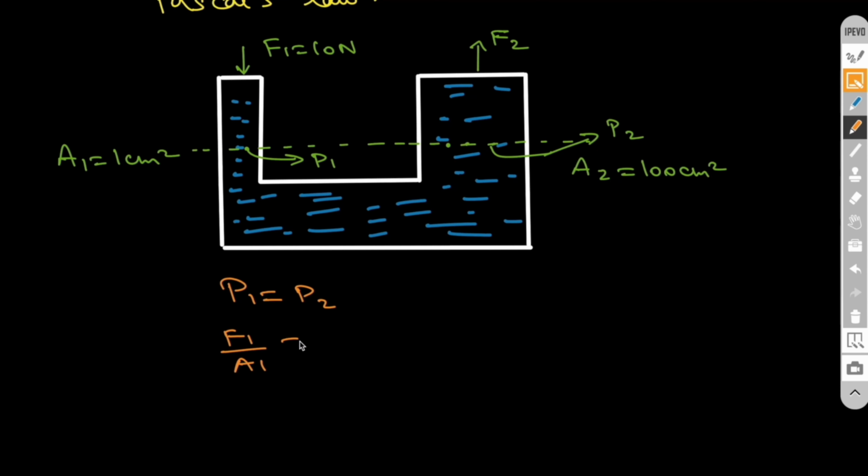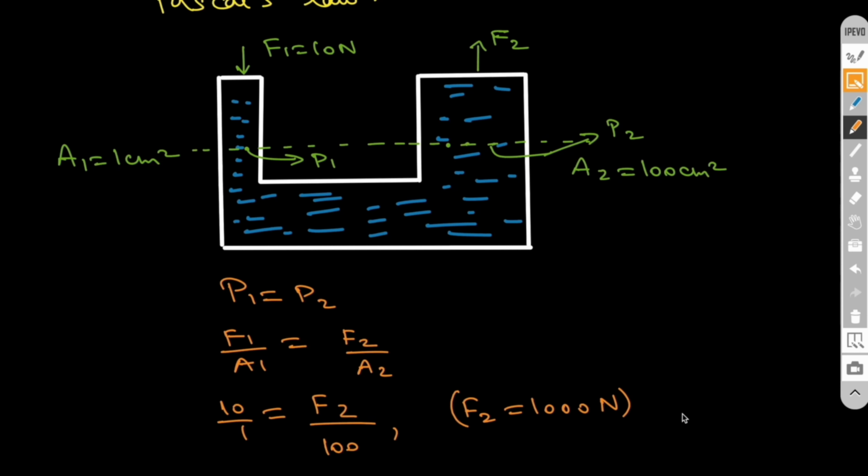So the formula of pressure is force divided by area. So we'll write F1 by A1 is equal to F2 by A2. So 10 by 1 is equal to, what is F2? We have to find out. What is A2? It is 100. So F2 will come out to be 1000 Newton. Right? Now moving further, we'll talk about barometer in detail.